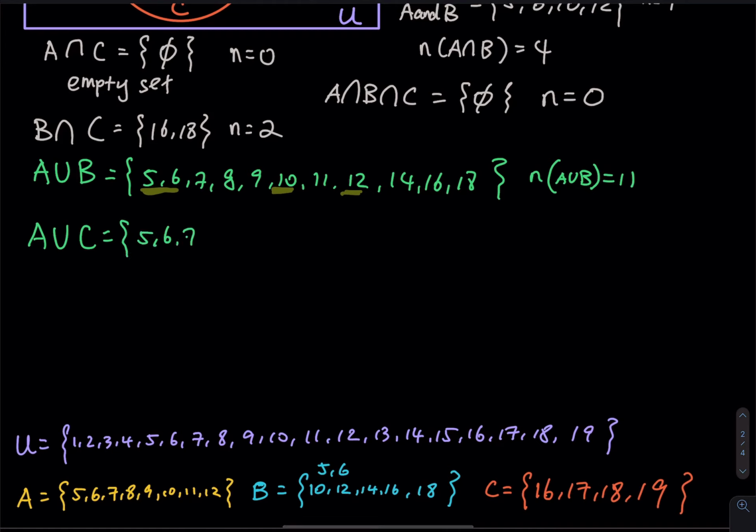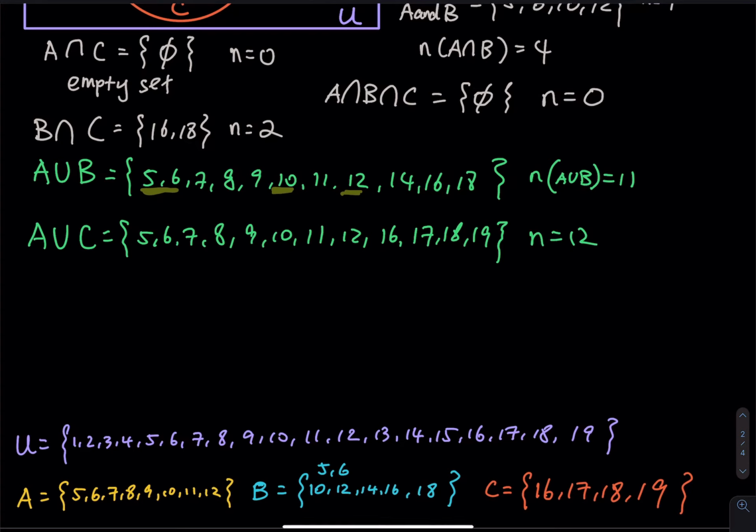5, 6, 7, 8, 9, 10, 11, 12, and then 16, 17, 18, and 19. How many numbers? 1, 2, 3, 4, 5, 6, 7, 8, 9, 10, 11, 12. So n equals 12. The cardinality is equal to 12.